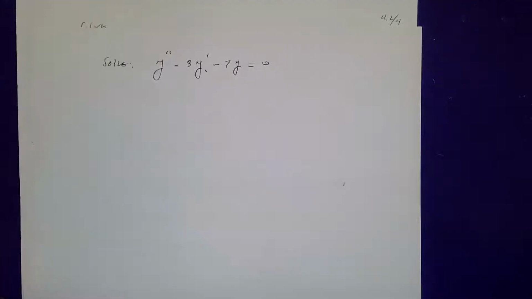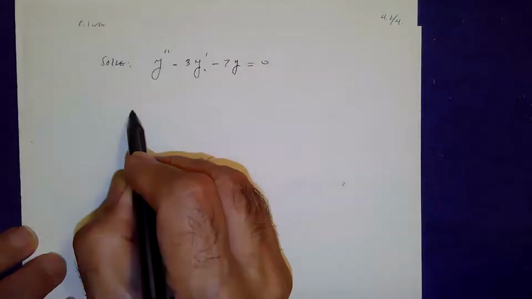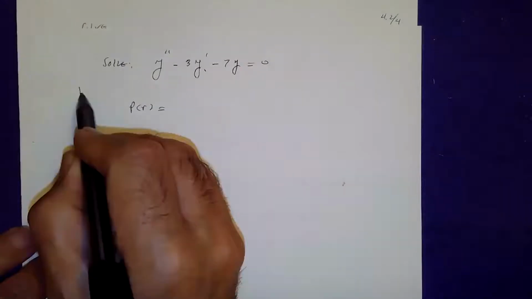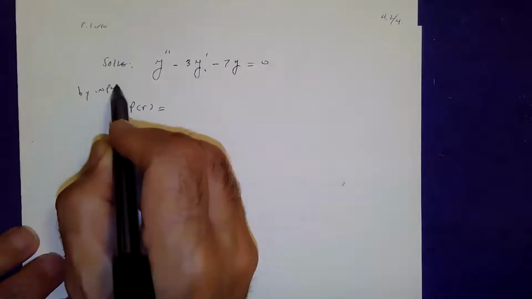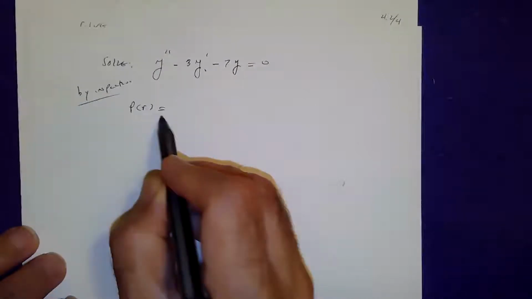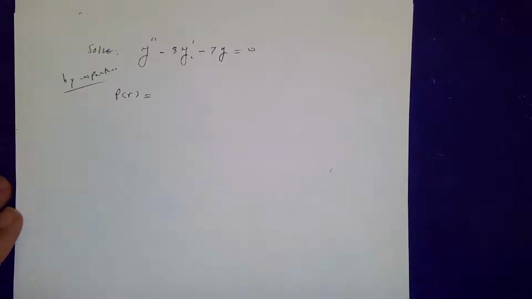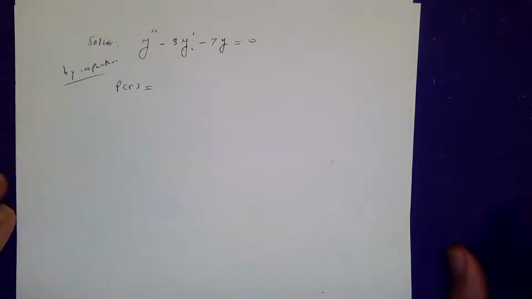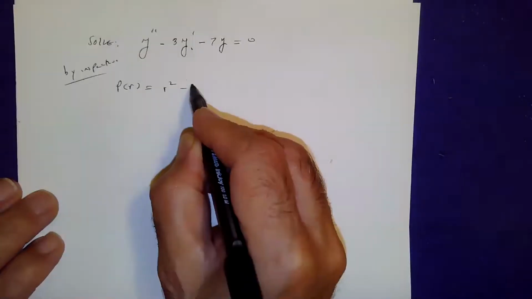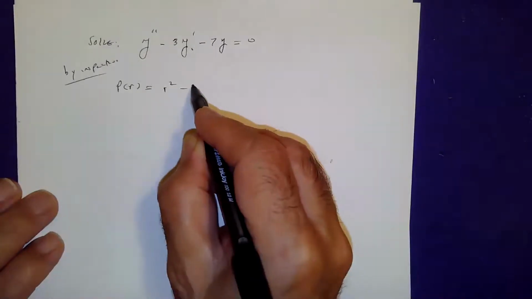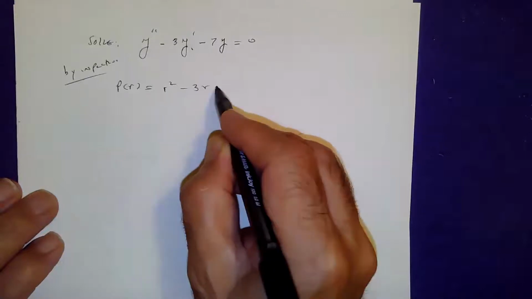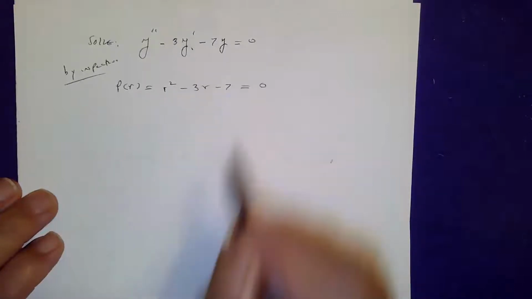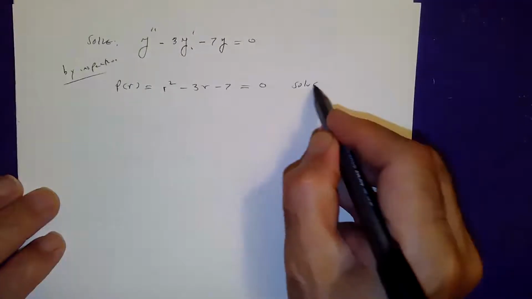Can someone tell me, by inspection, what would be my auxiliary polynomial? Anyone? Shout it out if you know. R squared minus 3R minus 7 equals 0. Solve for R.